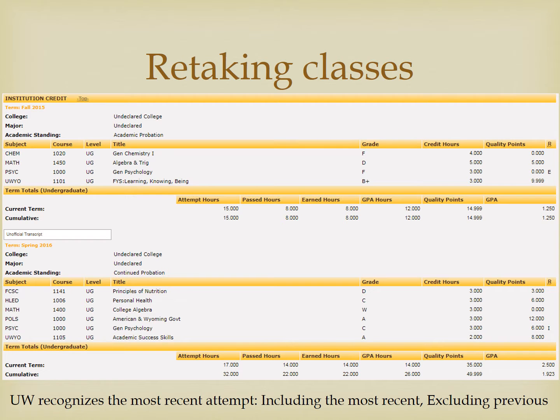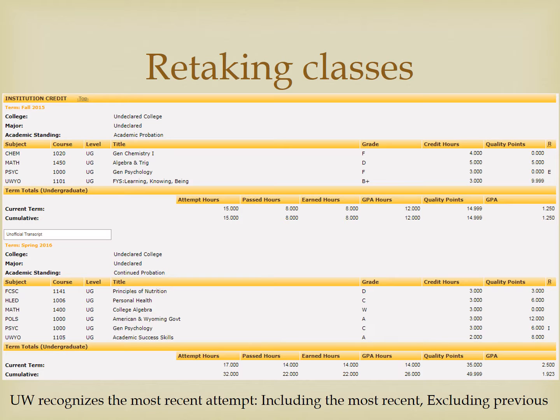So here we're getting a little more complicated, right? UW has a policy that we recognize the most recent attempt. That means we include the most recent attempt in a student's grade point average calculation, and we exclude any previous attempts. And so here we can see in the spring 2016 semester, the semester on the bottom, the student took Psych 1000 and earned a C. And we see the capital letter I on the very right-hand side. And if we look up in the previous semester, they had taken Psych 1000 and gotten an F. And here we see an E, which tells the computer to exclude that from the grade point average calculation.